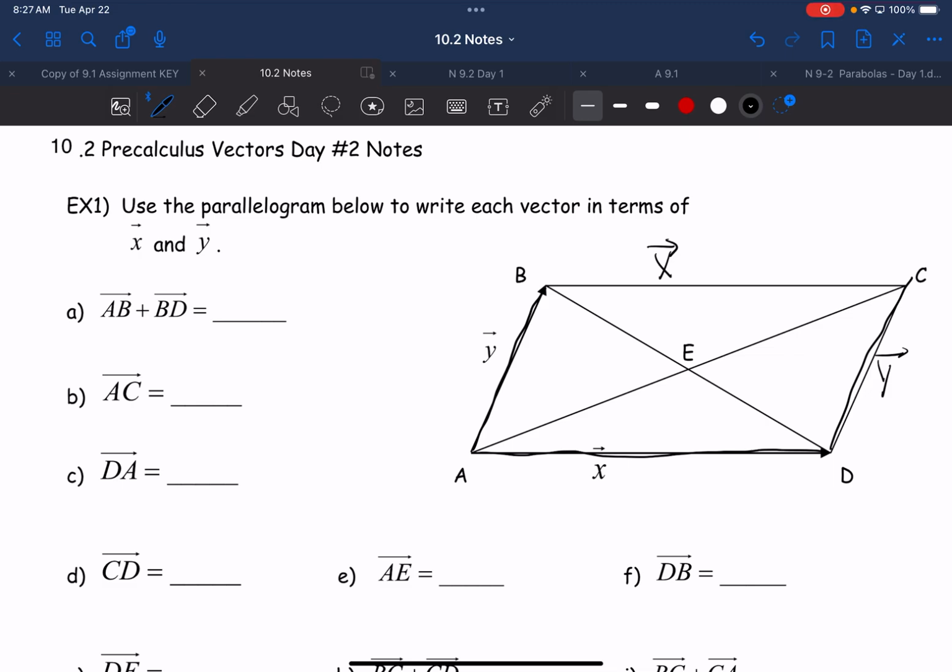Do we know anything about the diagonals? What do those diagonals do to each other? They're not going to be the same size, because clearly from A to C is a lot further than it is from B to D, right? But those diagonals should do something to each other. What do we know about the diagonals?